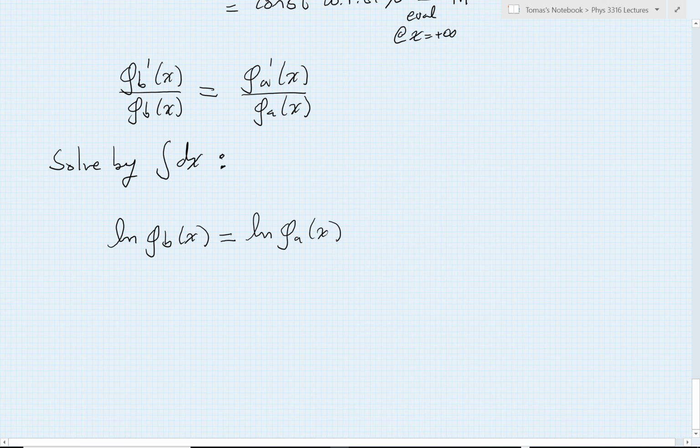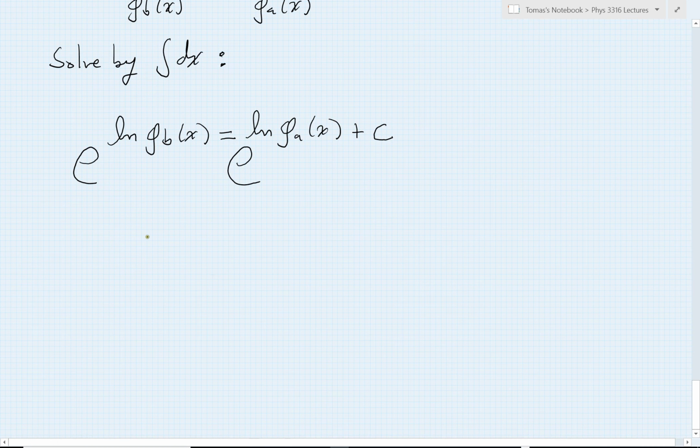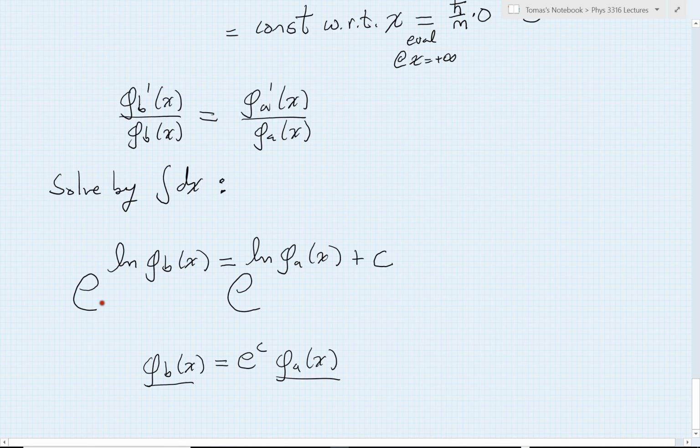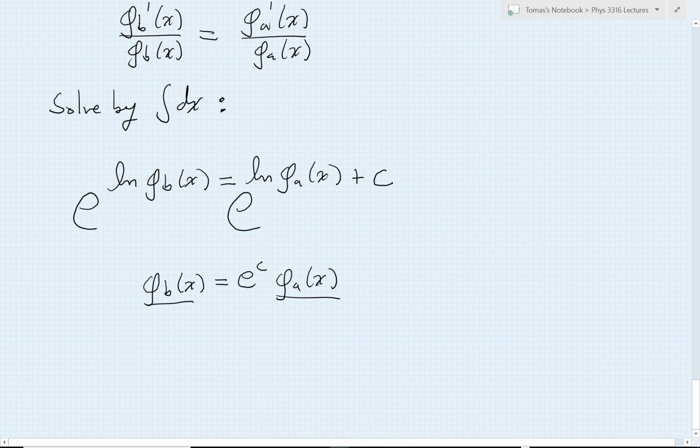But of course, remember, I'm integrating, so there's always this arbitrary integration constant plus c. So I've solved my differential equation. That was fairly straightforward. And now I can actually relate phi a and phi b. I can solve my result here by just simply exponentiating both sides of my equation. And the left side then tells me I get phi b is equal to just some constant, e to the c, where c was my original integration constant, times phi a of x. So these two pieces, the real and imaginary parts of my complex solution, are just related by a constant.